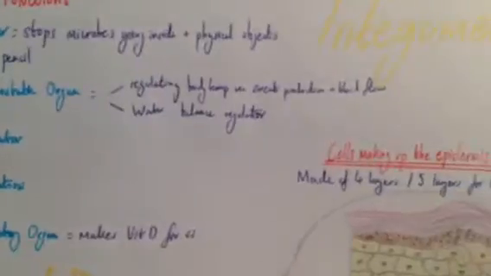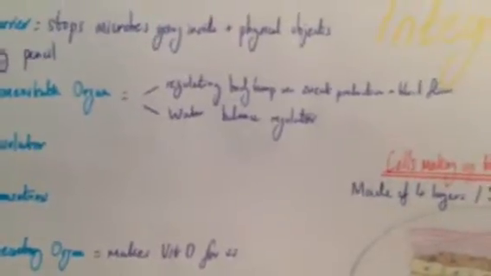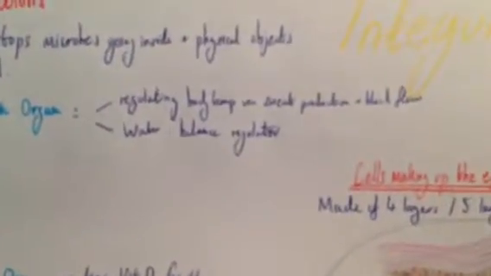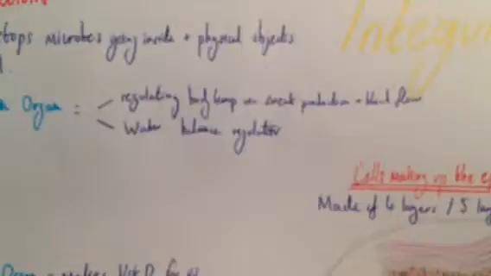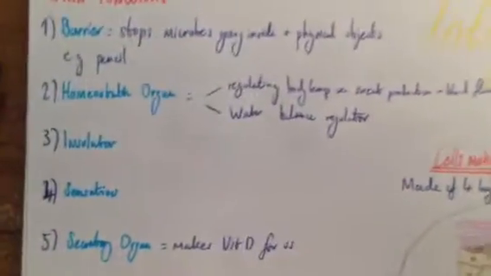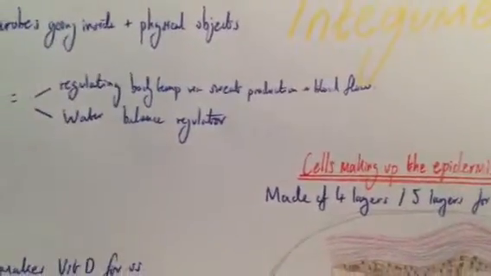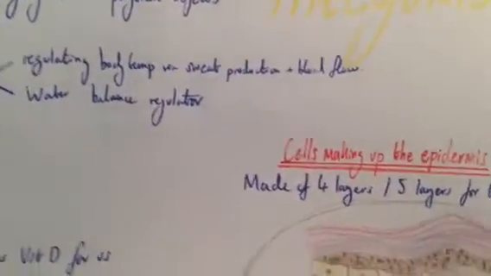Homeostatic organ, so regulating body temperature via sweat production and blood flow, and water balance regulator. We'll come to that kind of blood flow a bit later.